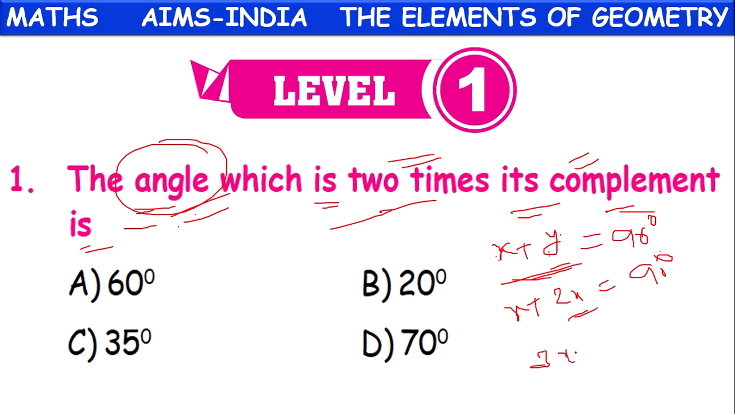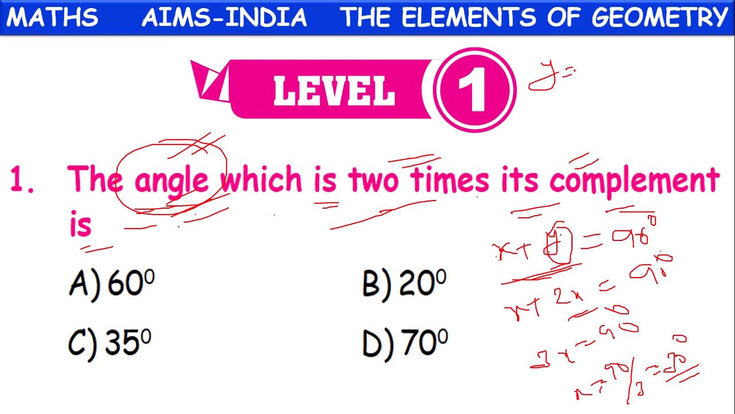x plus 2x, 3x equal to 90 degrees. x equal to 90 by 3, that equal to 30 degrees. We have got 30 degrees. But they are asking the angle which is 2 times of its complement. Means they are asking about y. So y value equal to 2x, that equal to 2 into 30, that equal to 60 degrees. So 60 degrees is the correct answer.